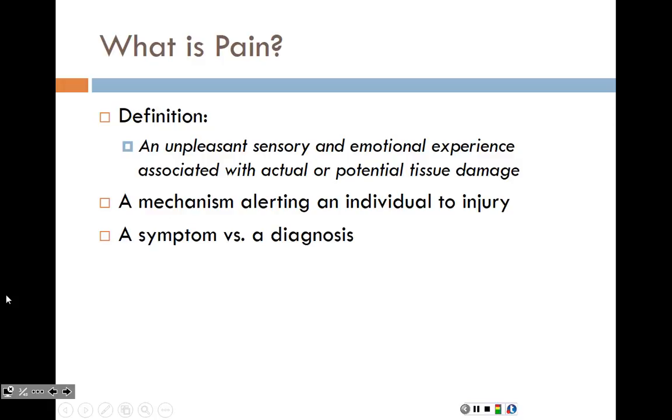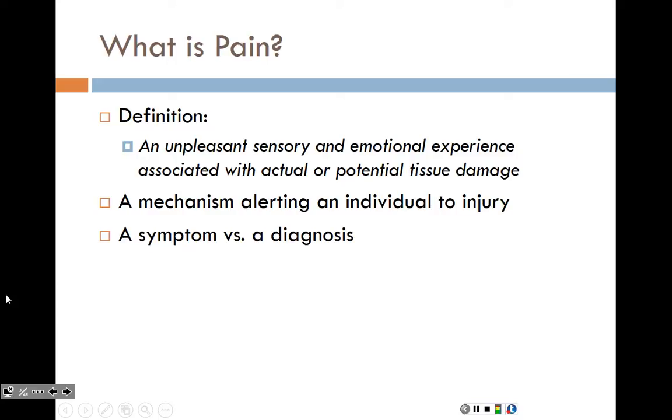Okay, so what is pain? Pain is sensory. It can be a way of telling us that there's an injury present. It can be uniquely a symptom, a diagnosis, or both. So you can be diagnosed with having a pain syndrome, bless you. You can have pain as a result of something else, or you can have them together. Some people actually refer to pain as the fifth vital sign.